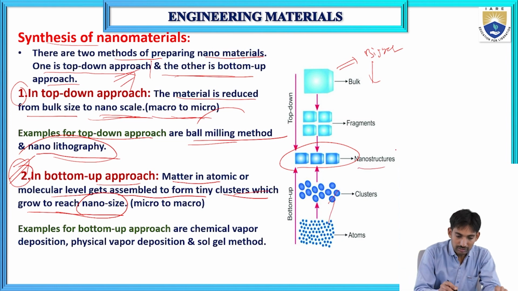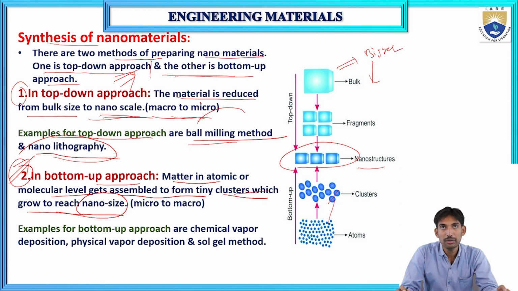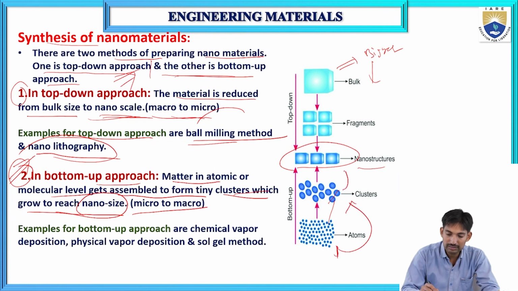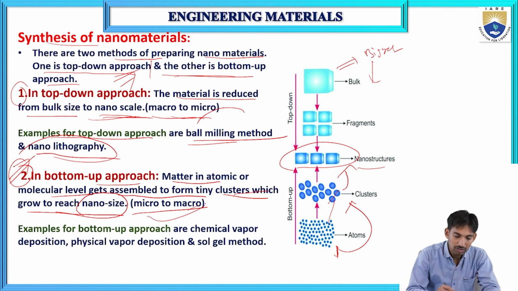In the previous case, the top down approach, the macromolecules are converted into micromolecules. But in the bottom up approach, the micromolecules are converted into macromolecules. Here, the small atoms are converted into clusters. These clusters lead to nanoscale materials.